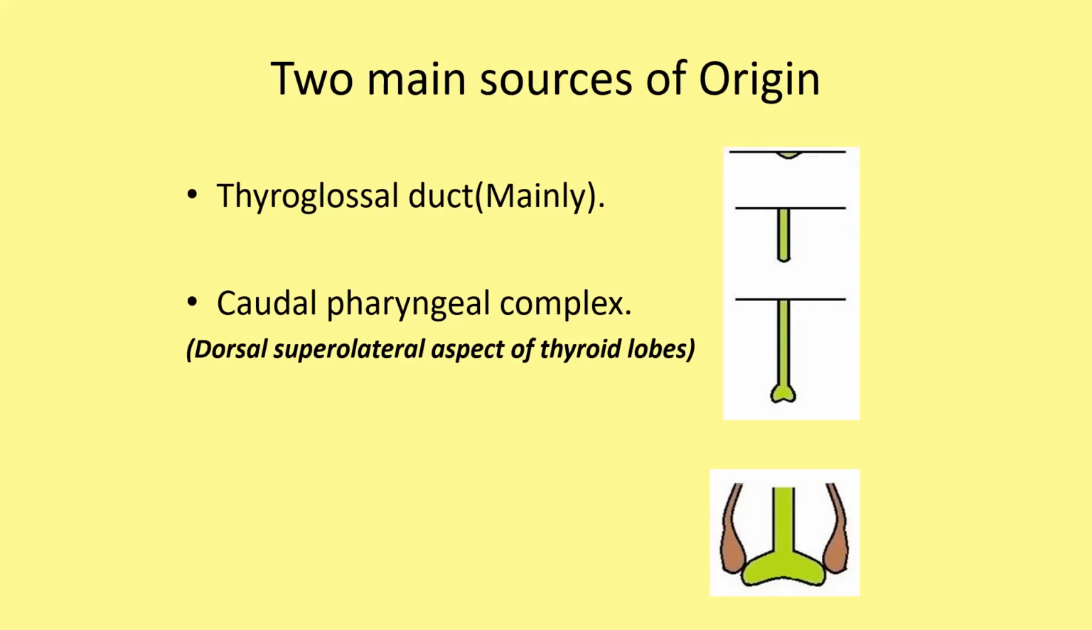It is found that these cells are not present in the lower 1/3 of the gland. That is why we say that the caudal pharyngeal complex probably contributes to the dorsal superolateral aspect of the thyroid lobes, while the major part of the gland is formed from the thyroglossal duct. So if somebody asks you what is the development of the thyroid gland, you have to say thyroglossal duct, because that is the main component forming the thyroid gland, while a part of the gland, the dorsal superolateral aspect of the lobes, is contributed by the caudal pharyngeal complex.